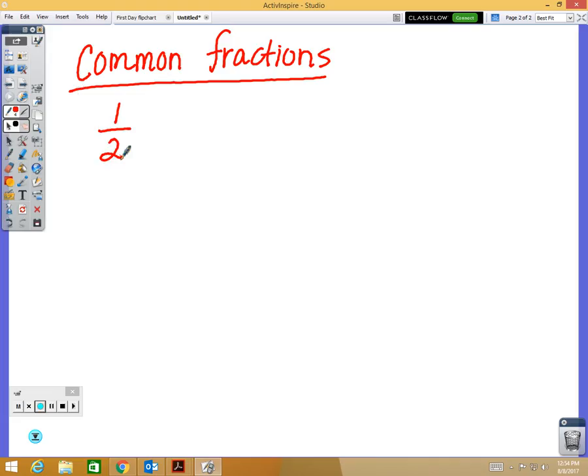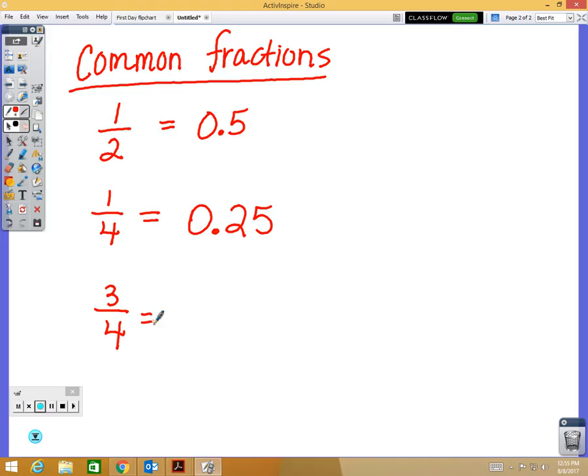If you were going to write 1/2 as a decimal, what would it be? 0.5. Now I'm going to put a 0 in front of it because that's what I prefer, but 0.5 and .5 mean the same thing. You should also know what 1/4 is. What is 1/4? 0.25. You should know what 3/4 is. 0.75.